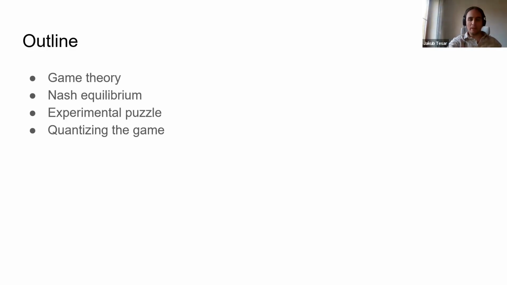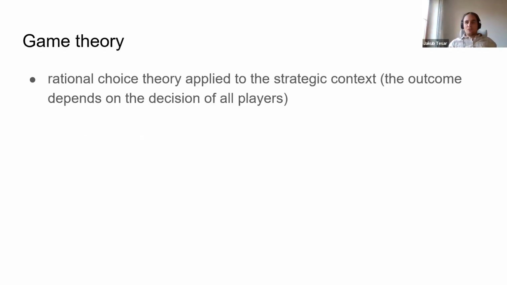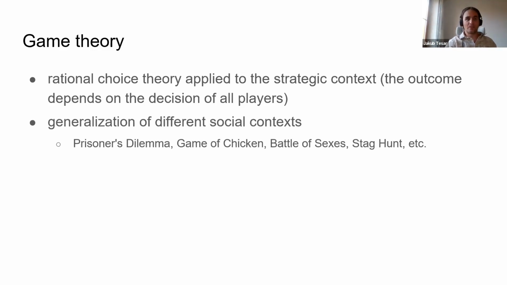So games, how to translate them into the framework that we've been introduced to in this bootcamp. First of all, what is game theory? If you're familiar with rational choice theory, then game theory is basically this theory applied to strategic context. That means to the situations where the players deal with a decision-making problem, but not on their own, they have some counter player or opponent in this context. So basically, the outcome depends on the decisions of all players involved in the situation.